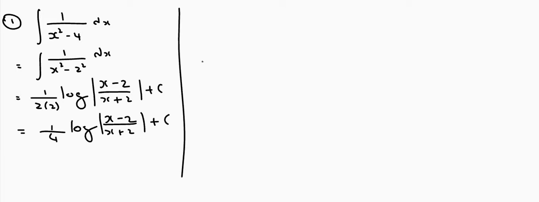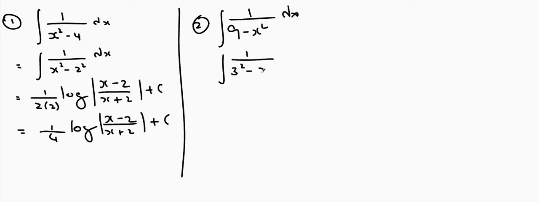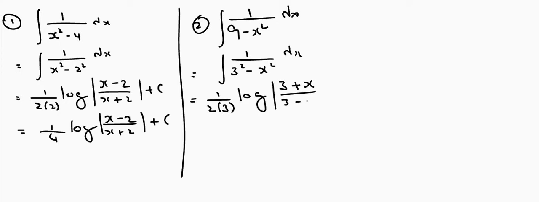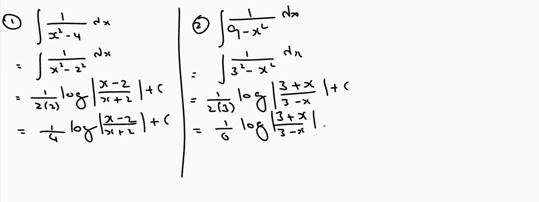Okay, the next question is question number 2, integral 1 by 9 minus x square, that is 1 by 3 square minus x square. 1 by a square minus x square is the same as 1 by 2a log modulus a plus x by a minus x plus c, which is equal to 1 by 6 log modulus 3 plus x by 3 minus x plus c.